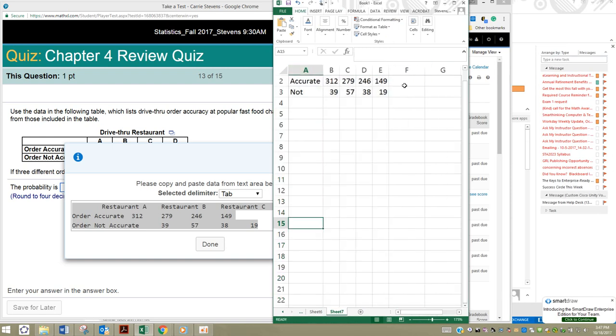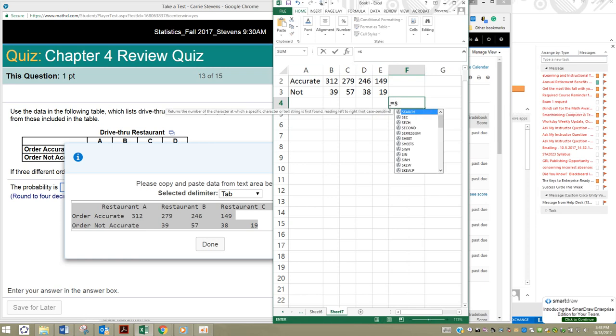All right, now I can see better. So my grand total is the sum of everybody. Okay, so that's the grand total.